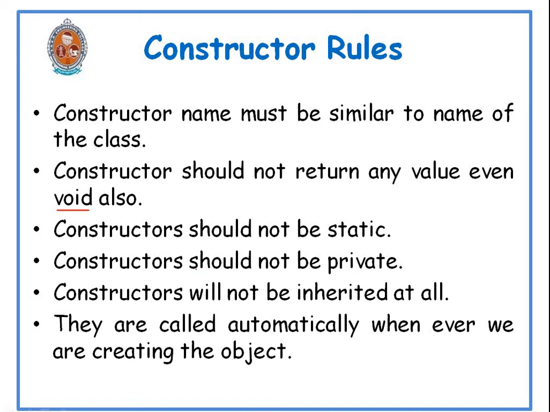Coming to the next rule, a constructor should not be private. If you make any constructor private, then we can use that constructor within that class only. We cannot access that constructor outside the class. That is why constructors should always be public. They should not be private. Constructors will not be inherited at all.